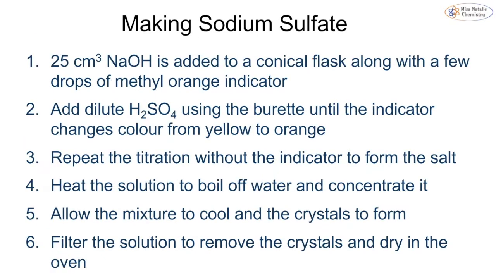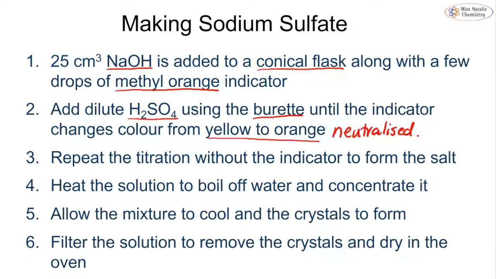So let's look at an example of how to make sodium sulfate. So we're going to have sodium hydroxide added into a conical flask, and we're going to use a few drops of a methyl orange indicator. We're then going to use our sulfuric acid in our burette, and we will carry out the titration until we see a colour change from yellow to orange, and this is when the substance is neutralised. So we have reached our end point when we see that colour change.